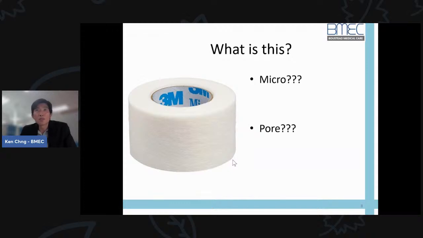What is Micropore? I believe the nurses are using this. The air mattress is made of air cells, so if you are not careful with your syringe, you might create a puncture in the system. And then what do nurses do? Nurses use Micropore to patch it up. But Micropore itself has micro holes, so it doesn't prevent leakage in the system. So we will always share with nurses, don't use Micropore, but use our service.